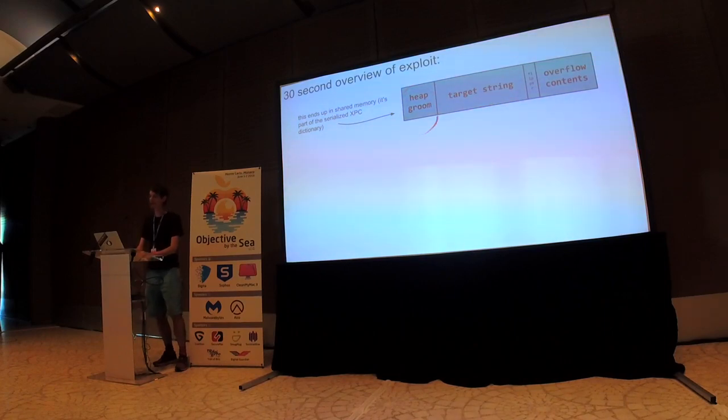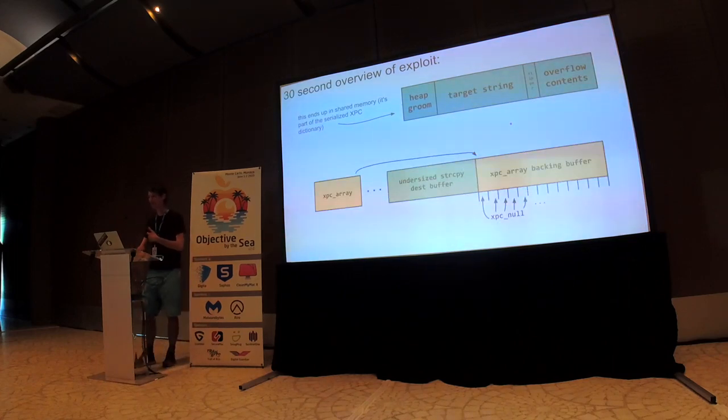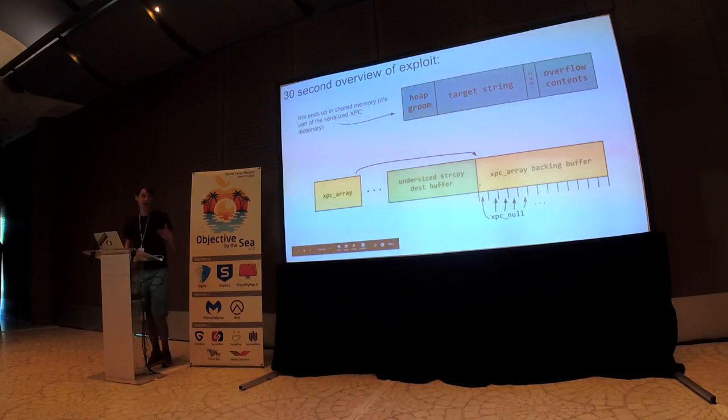And before that, there is some kind of heap groom, the idea being that we can make something interesting happen when the overflow occurs. 10-second overview of the heap groom. We're going to set up a structure on the heap such that the malloc for the short string fits inside this gap we're going to create in the heap, which has before it, or anywhere before it, or after it, an XPC array structure. And just after our undersized buffer is going to be the actual backing store for the array. So that when we have our bad strcpy, it copies off here into the first pointer in the XPC array's backing buffer.